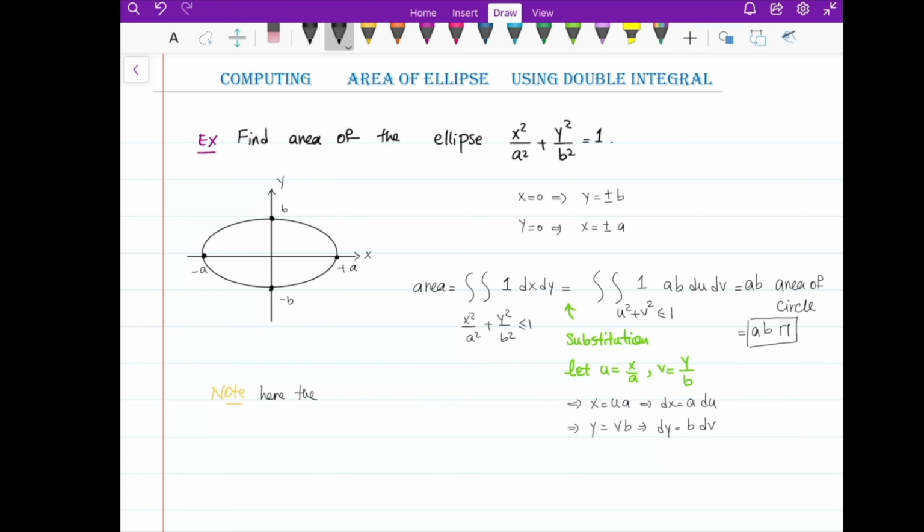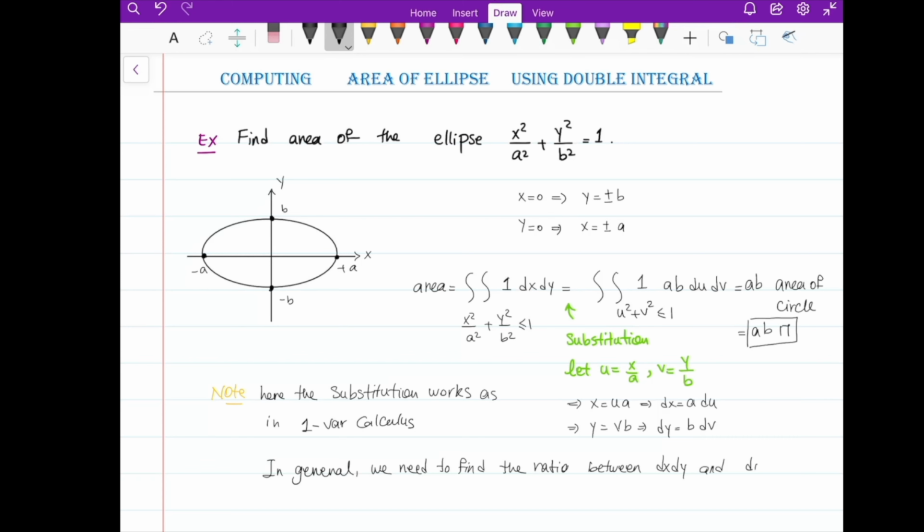Okay, so I would like to give you a note, and the note is that here the substitution works as in one variable calculus, but in general we need to find the ratio between dx dy and the change of variables du dv.